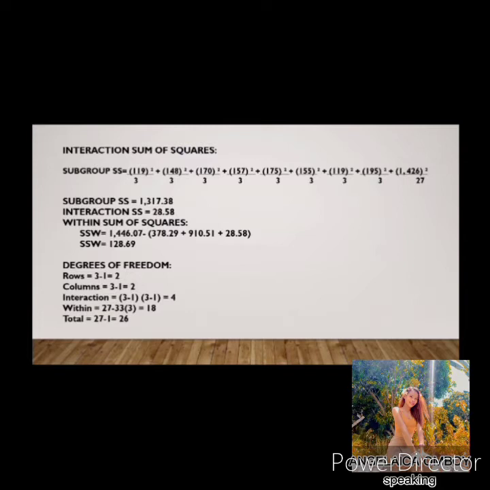Columns is equal to 3 minus 1 is equal to 2. Interaction is equal to the quantity of 3 minus 1 times the quantity of 3 minus 1 is equal to 4. Within is 27 minus 9, the quantity times 3, is equal to 18. And the total is 27 minus 1 is equal to 26.